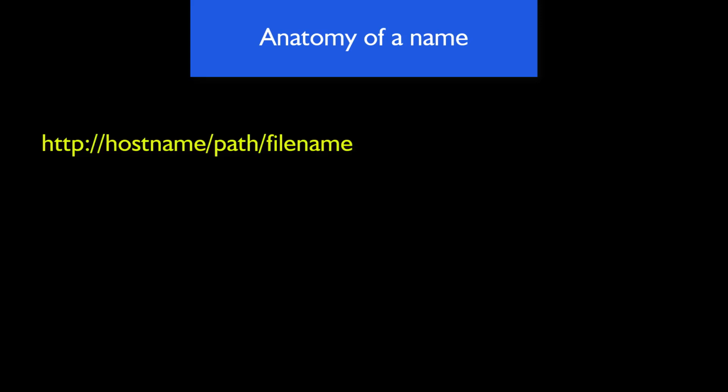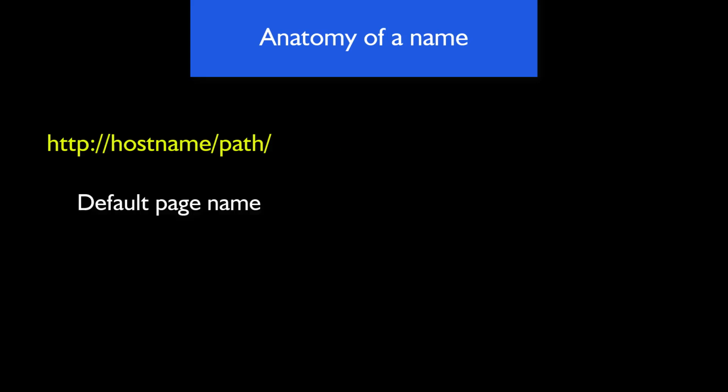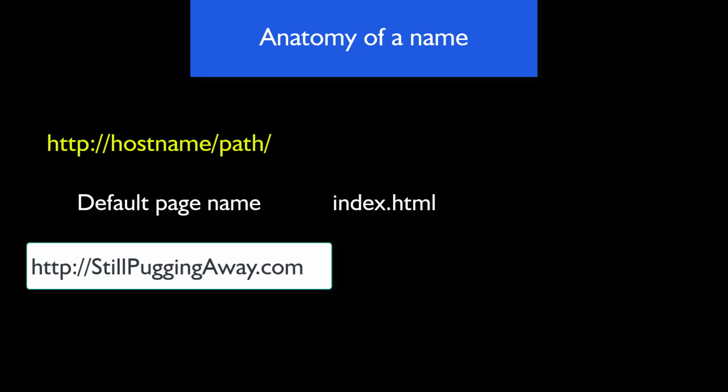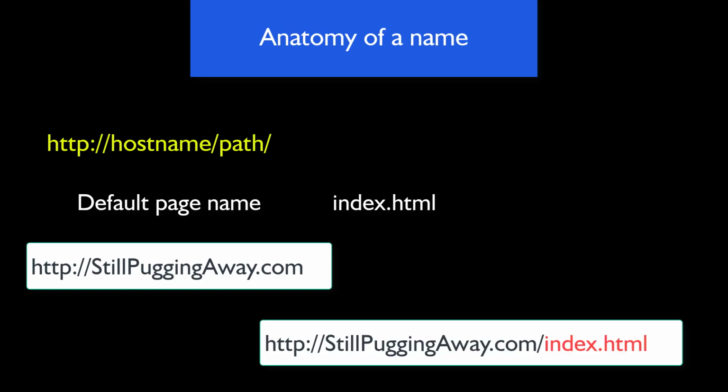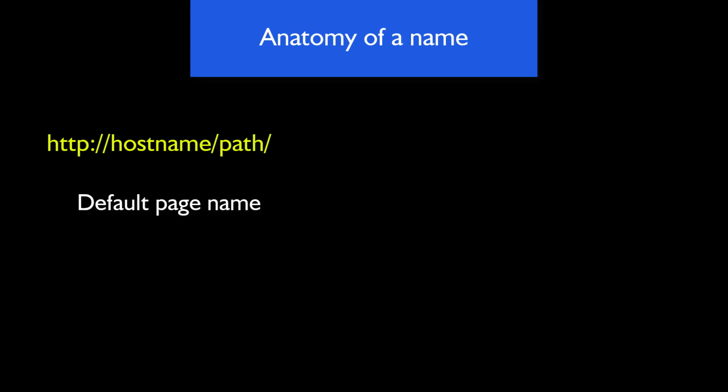When you specify a URL, you can omit the file name if you want to get to the website's default page. Every website can be configured to have a default page, and the most common default page's file name is index.html. So if you access a website by using, say, stillpluggingaway.com, then you will be directed to stillpluggingaway.com/index.html automatically. When building your own website, set or find out what the default file name is, and be sure to create a file by that name. This becomes your website's home page.